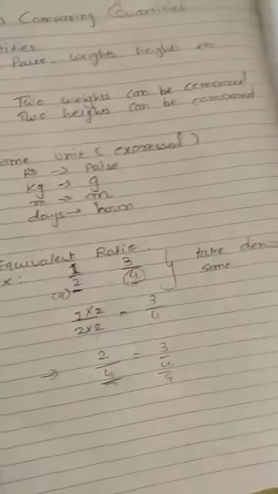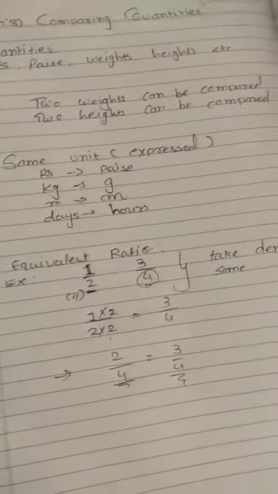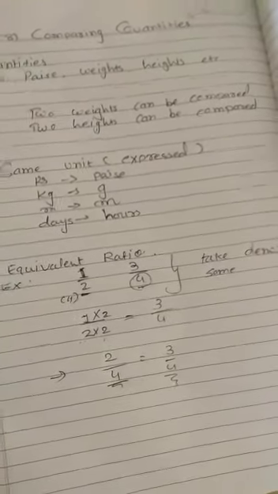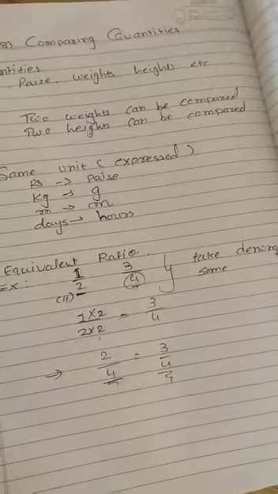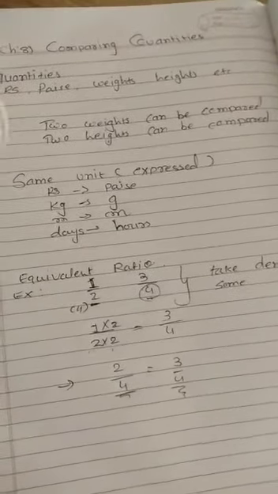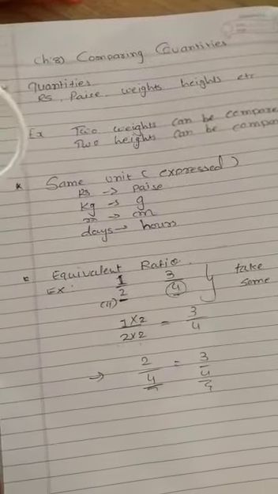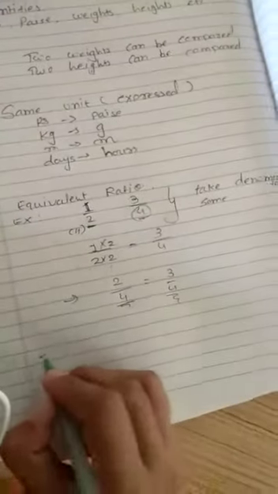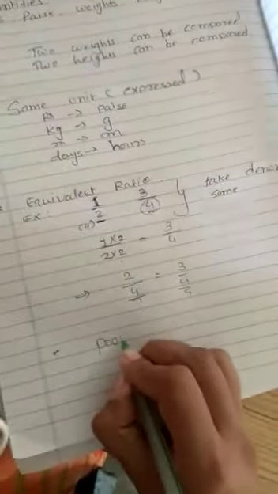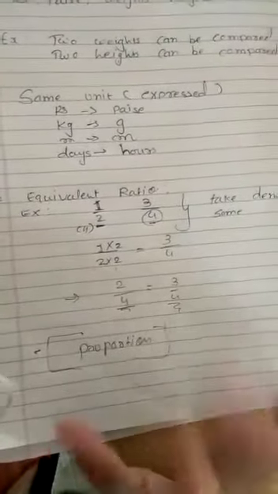So for equivalent ratio, what do we have to find? For finding out whether two given ratios are equivalent or not, we write the ratios in the form of fractions and then compare them. Two ratios which are equivalent are said to be in proportion.